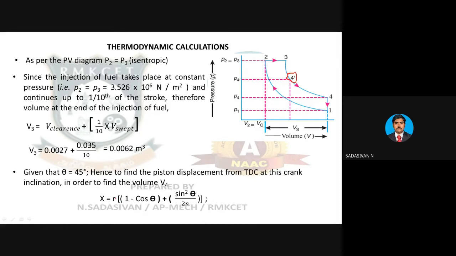To find that, I have to slowly proceed. First I have to find P1, V1, V2. The P1 value is given in the question, and the V1, V2 ratio is given in the question. First I found out P2. Then I equated P2 equal to P3, and with 1/10 of the stroke length, I added it to the clearance volume and found V3. There is no need to find P3 separately because P2 equals P3 as per the question.